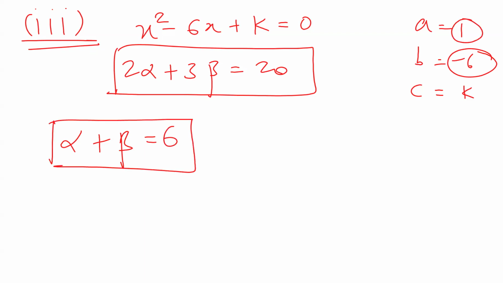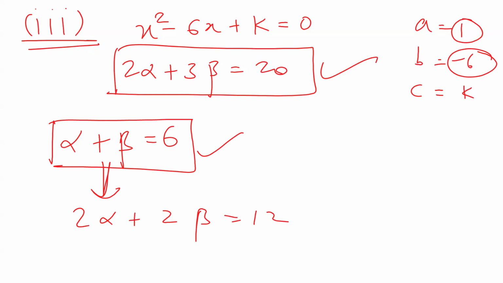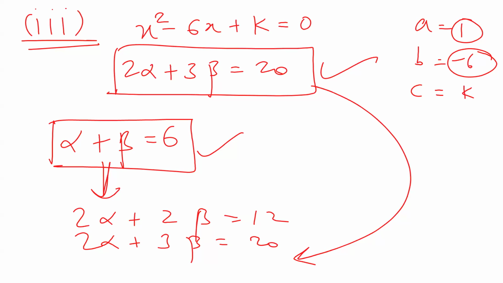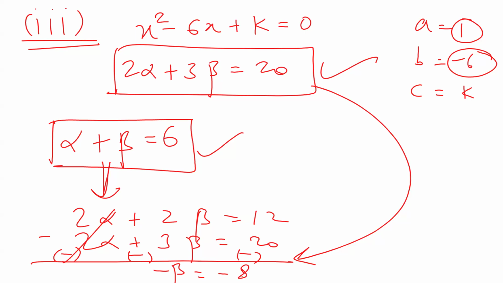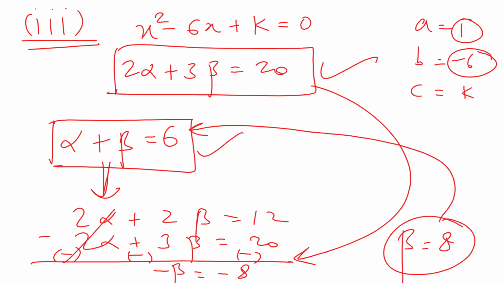Now what you do is, this and this you solve simultaneously. So I'll multiply this with 2: 2 alpha plus 2 beta is equal to 12. Then I'll write this equation, 2 alpha plus 3 beta is equal to 20, and subtract. So 2 alpha is gone, and this is minus beta, which is equal to minus 8. So beta is equal to 8. Put it over here: alpha plus 8 is equal to 6, so alpha is equal to minus 2.